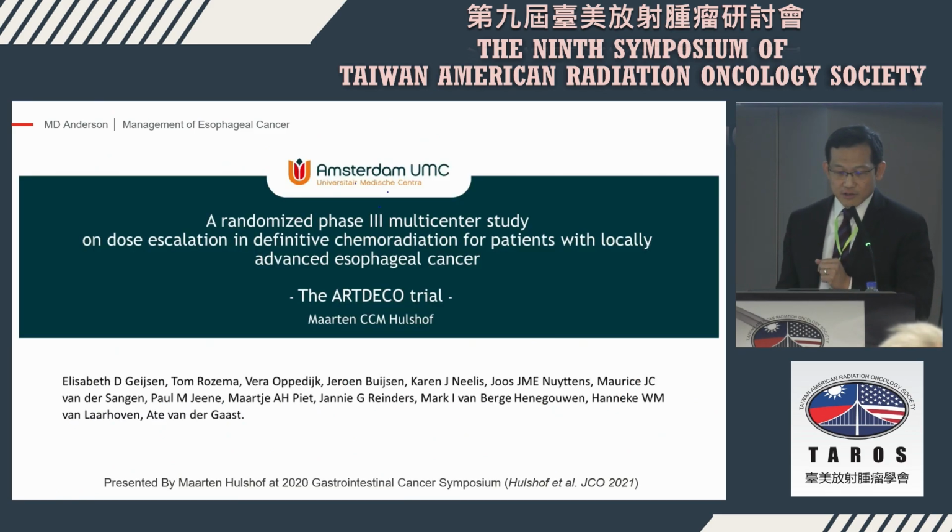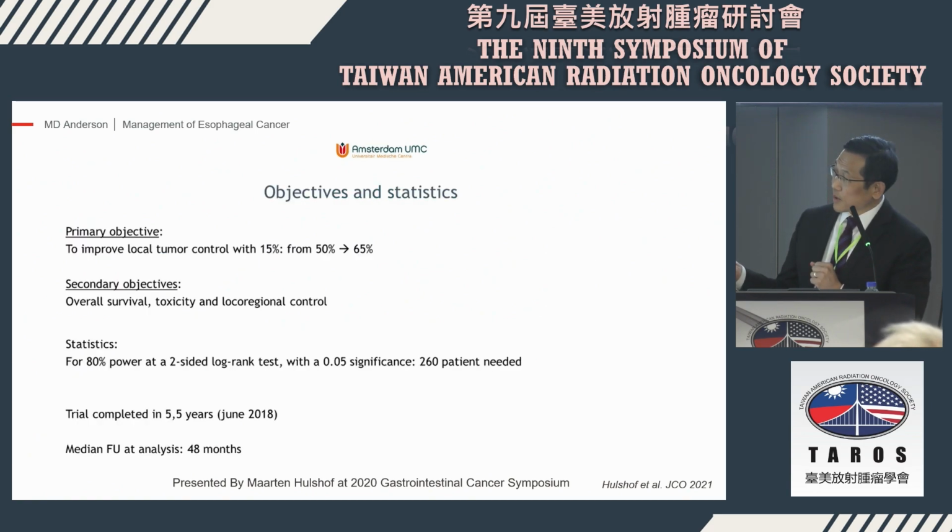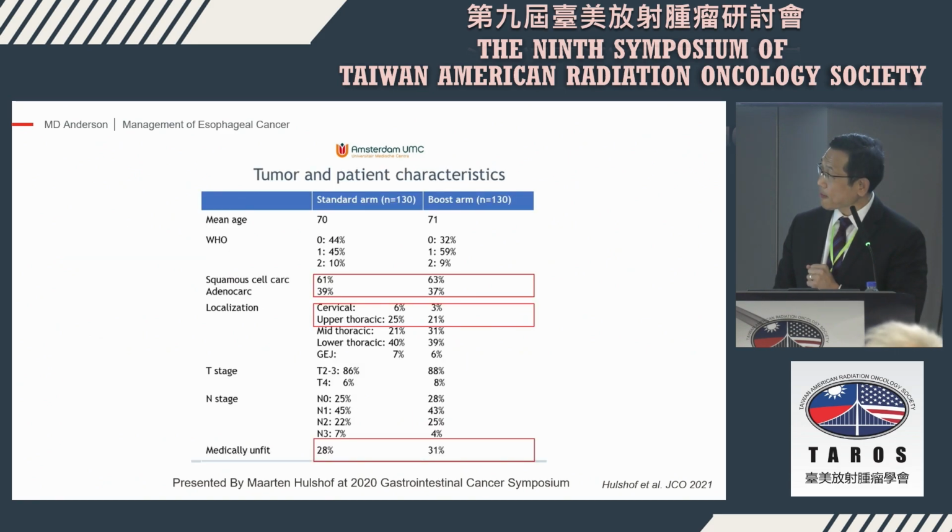So this is the ART-DECO trial. This is done in the Netherlands, okay? And they asked the question, they randomized to, they're not really crossing over, actually. Remember, this is definitive chemoradiation. So they gave 50.4 gray, which is the standard of care for patients who are not going to go to surgery. But then they also did a boost up to 61.6 gray. Their primary objective is to improve local control by 15%, so from 50% to 65%, and they were powered with 80% power to show a significant difference.